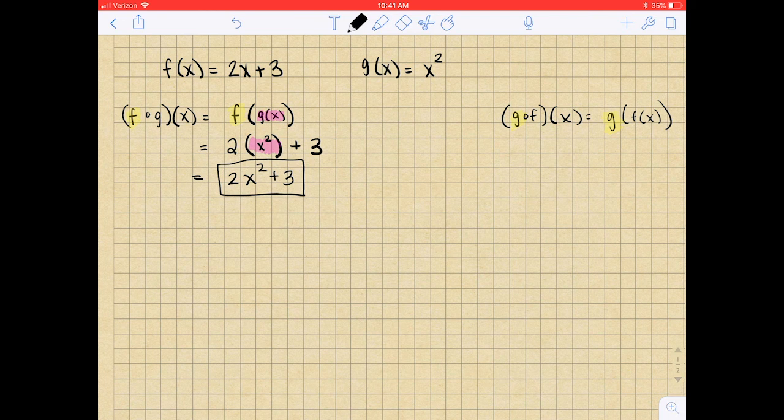Now, on the other side, my g function is equal to x squared, but for every x I see, I'm going to replace it with f of x, and f of x is being identified as 2x plus 3. And that means I have 2x plus 3 times 2x plus 3, and I'm going to have to FOIL.